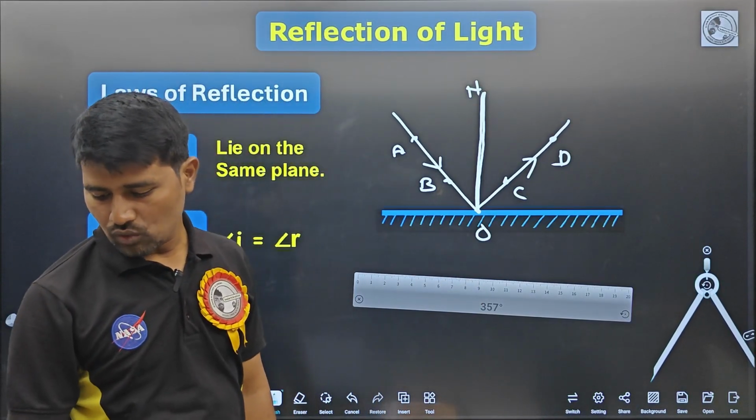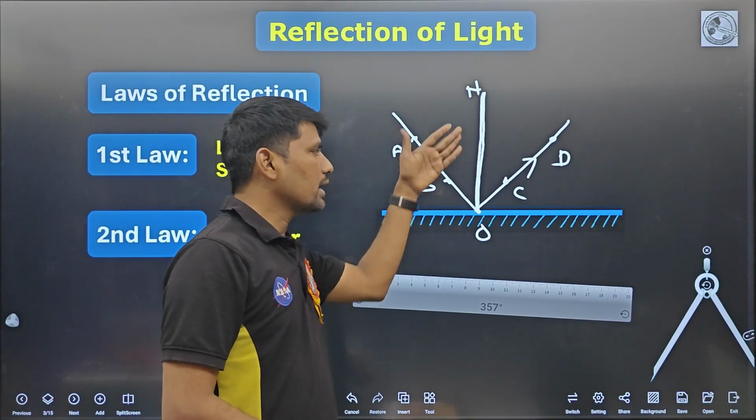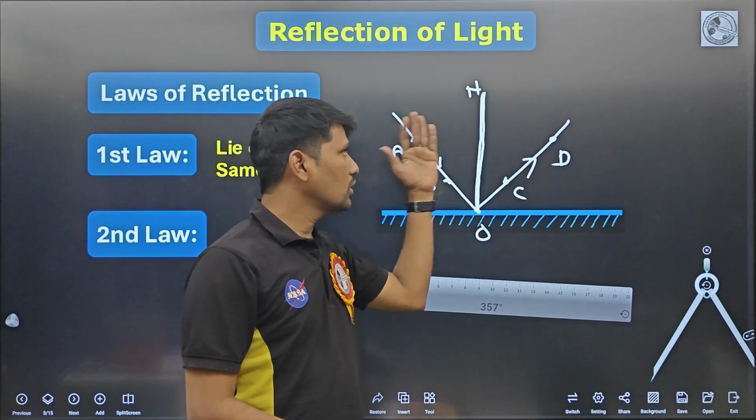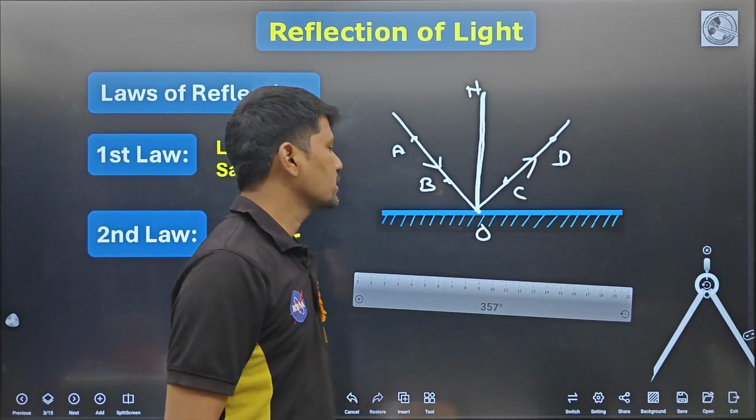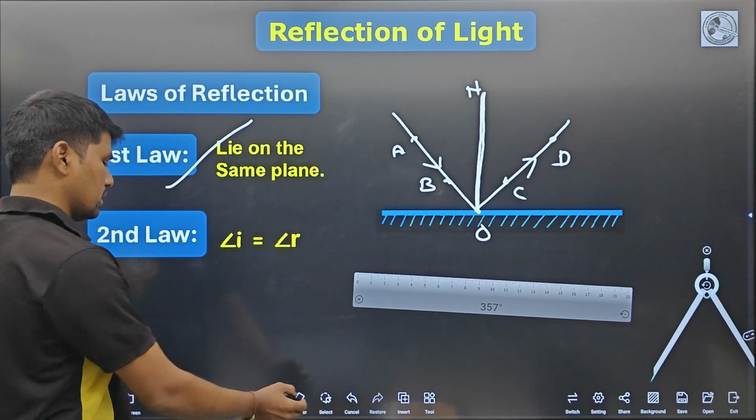Lie on the same plane means what? These three lie on the same board, right? This board is a plane surface, so they lie on the same plane. So the first point is cleared, right? The next point?